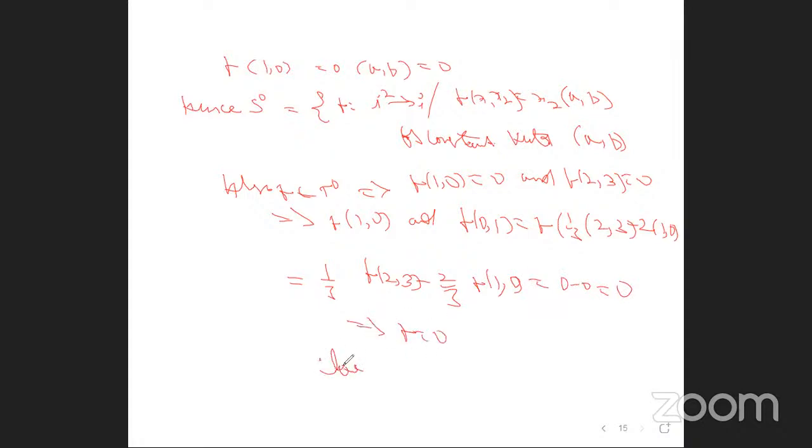Clearly 0 belongs to T naught. Hence T naught equals {0}. So the annihilator is 0. This completes the solution.